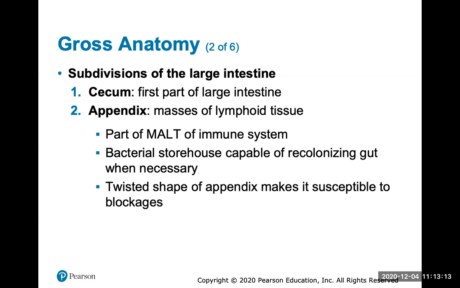Subdivisions of the large intestine: the cecum is the first part of the large intestine. The appendix is a mass of lymphoid tissue. It's part of that MALT system of the immune system. It's a bacterial storehouse capable of recolonizing the gut when necessary. And the twisted shape of the appendix makes it susceptible to blockage. Otherwise, it really has no known function, but because it has all of this extra bacteria associated with it, if it bursts, that can be very harmful to the surrounding tissue.